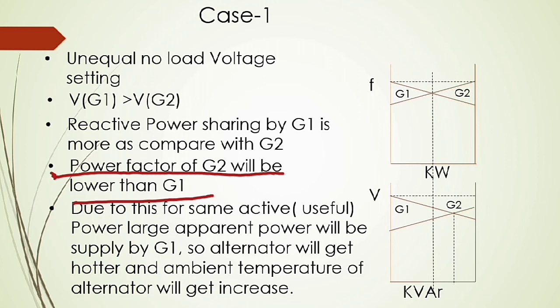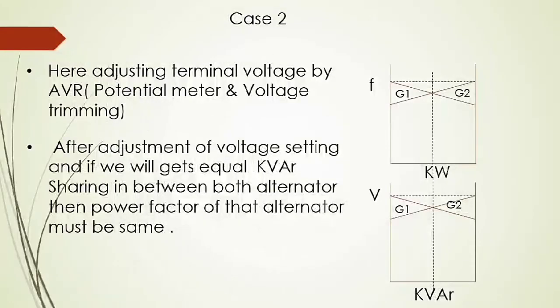So the alternator will get hotter, and the ambient temperature of the alternator will increase here, as I discussed earlier. So this is the second case. In the second case, we adjust the terminal voltage by the AVR, the automatic voltage regulator. Here we adjust this AVR by using a potentiometer and a voltage trimmer.